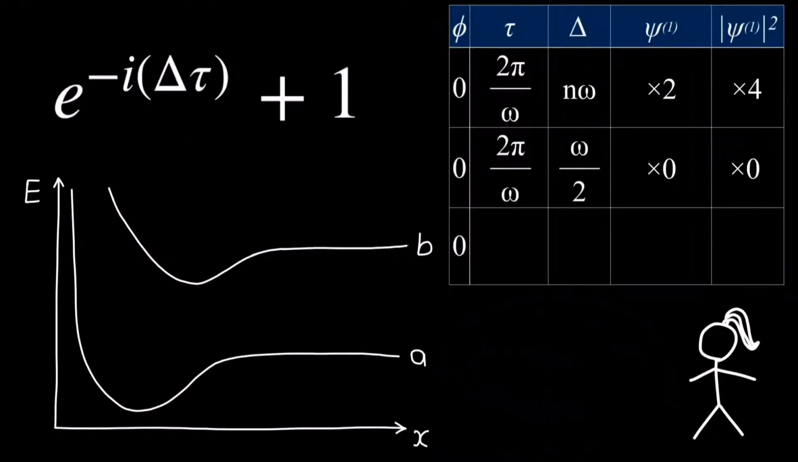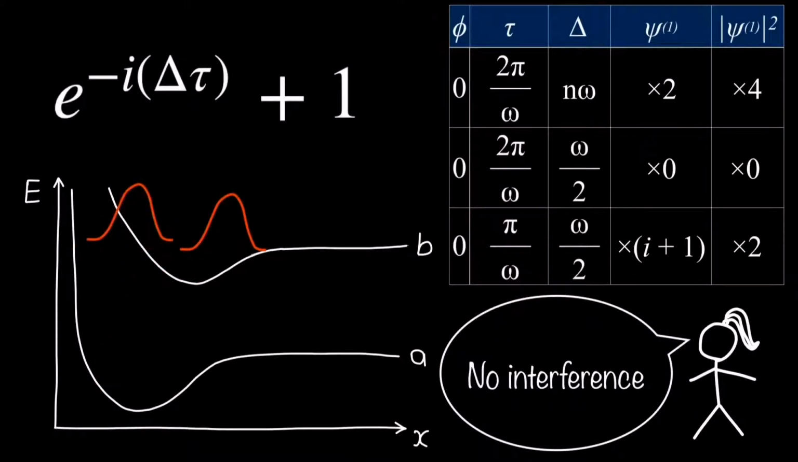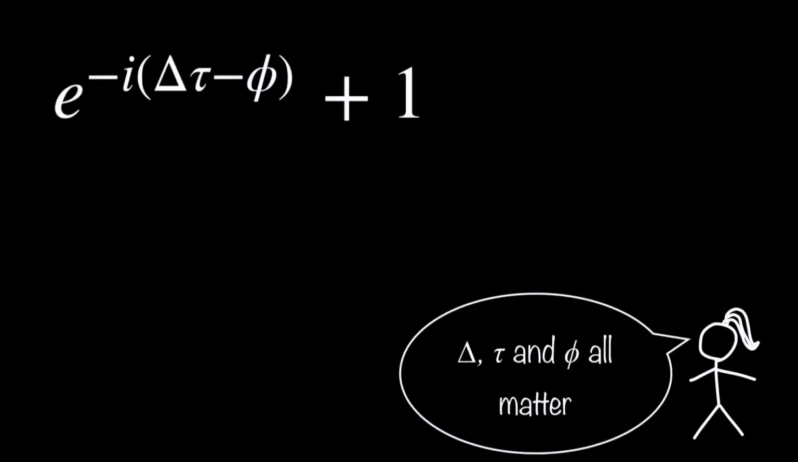Now, if we keep the same detuning, but make the time delay half the period of the oscillation, then the second wave packet is pumped up when the first is on the other side of the potential. Again, the amplitudes change by a complex quantity, but the population doubles. This makes sense, since the two wave packets are too far apart to overlap and interfere when the second is excited. What we have seen is that detuning, time delay, and phase difference all affect the interference we see in the excited state.